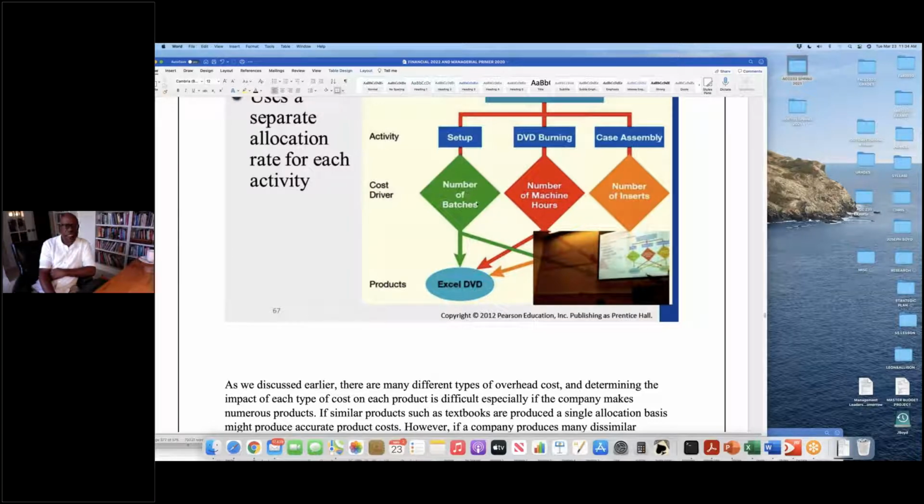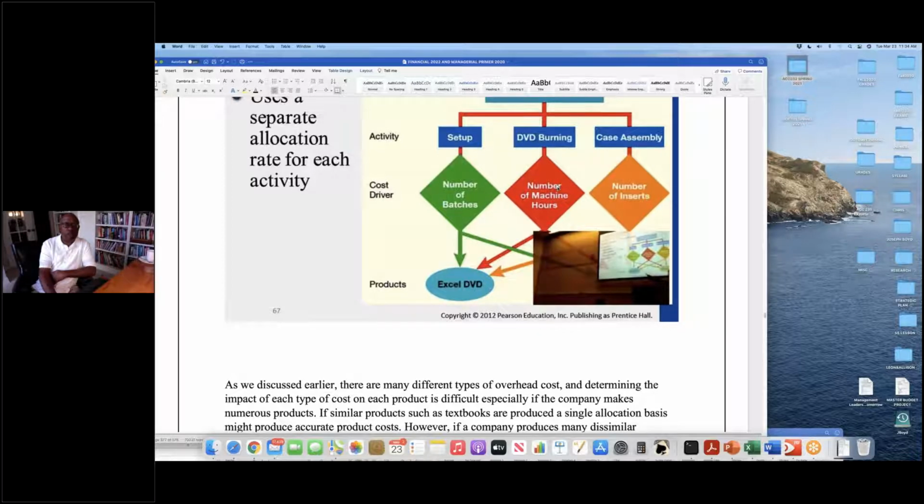More appropriate in this case was how many batches. A batch is, when you run 1,000 at a time, how many of those batches did you do? Then how many machine hours were involved in burning the DVDs? And then putting them in the cases. How many inserts went into the case? So that's what they came up with here.